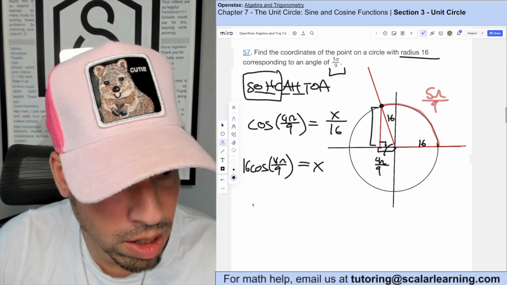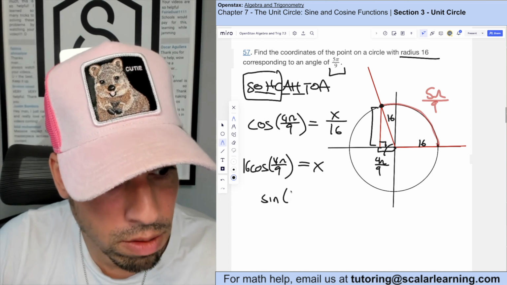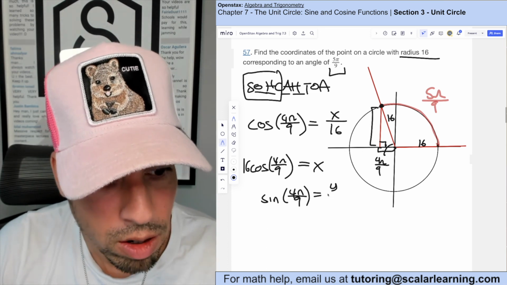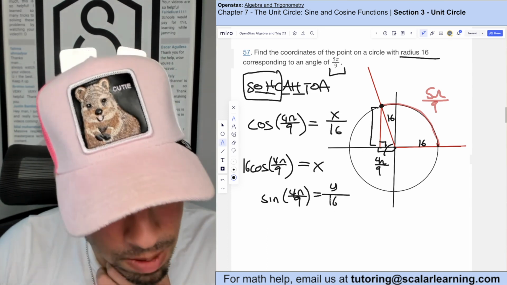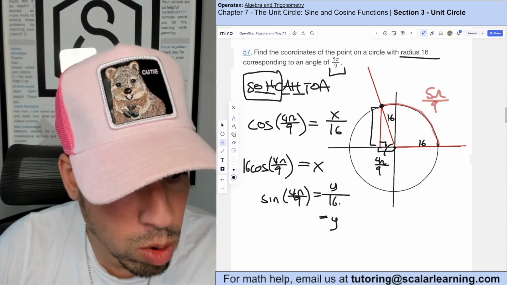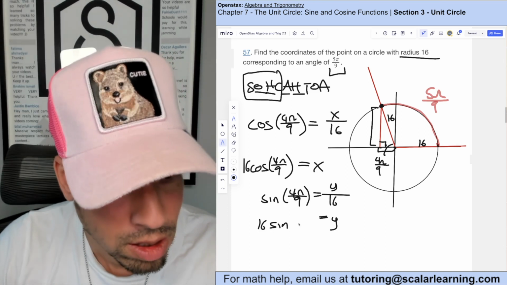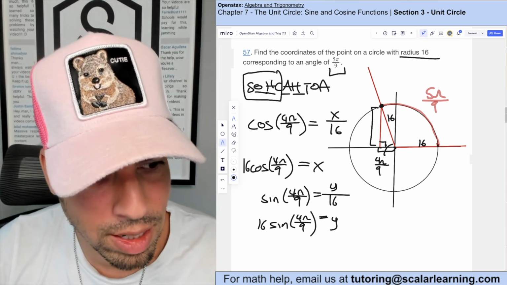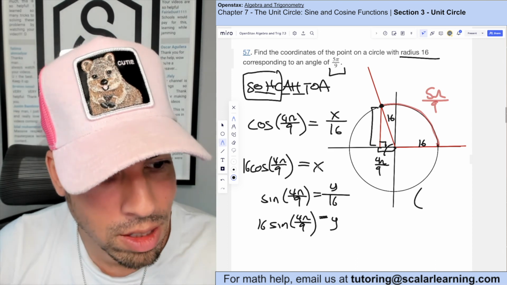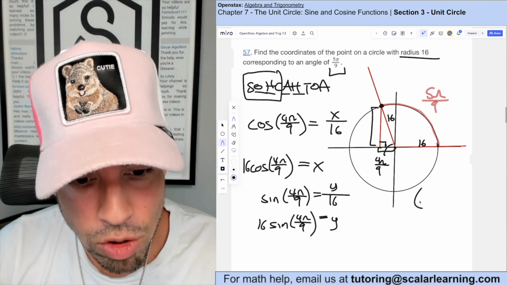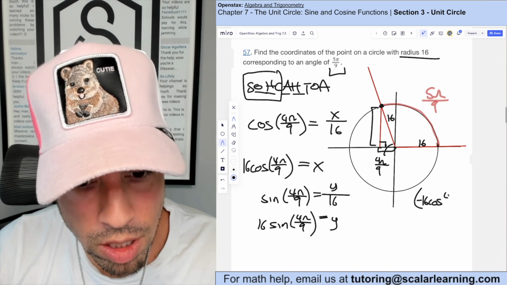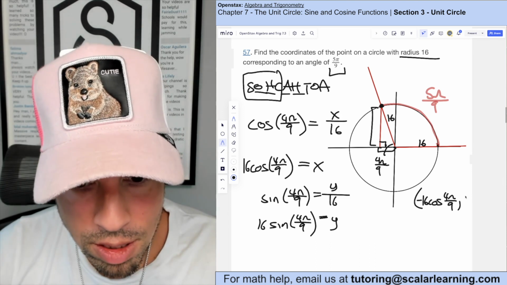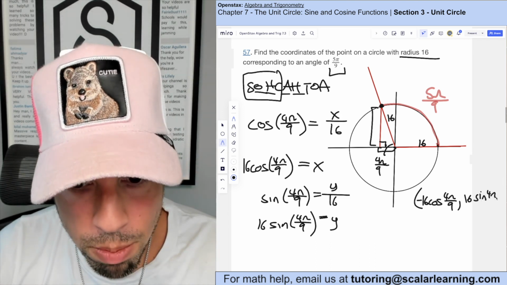It's opposite over hypotenuse. So now we can also say sine of 4 pi ninths equals opposite, which I'll call this y, over the hypotenuse, which is again 16. To solve for the y coordinate, we just multiply both sides by 16, and we get 16 sine 4 pi over 9. So we have enough really to get exact values of these coordinates. As I mentioned, this is literally the x coordinate, but negative. So the coordinate would be negative 16 cosine of 4 pi over 9, comma, and then 16 sine 4 pi over 9.